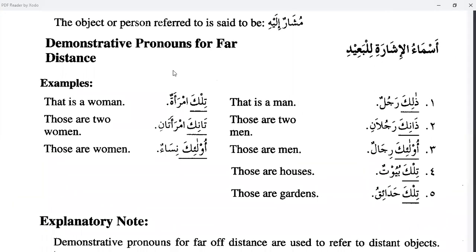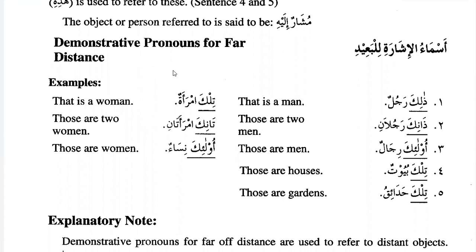Assalamu alaikum. Wa alaikum. Demonstrative pronouns for far distance. Asmaul isharati lil ba'id. Dhalika rajulun, that is a man. Tilka imra'atun, that is a woman. Dhanika rajulani, those are two men. Tanika imra'atani, those are two women. Ulaika rijalun, those are men. Ulaika nisaun, those are women. Tilka buyutun, those are houses. Tilka hadaiqu, those are gardens.